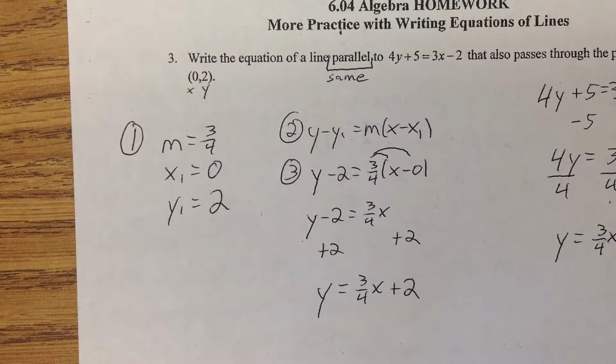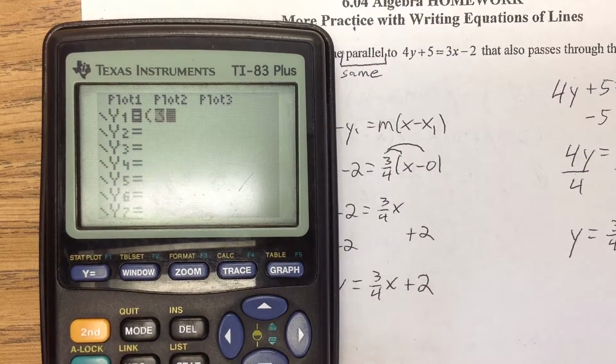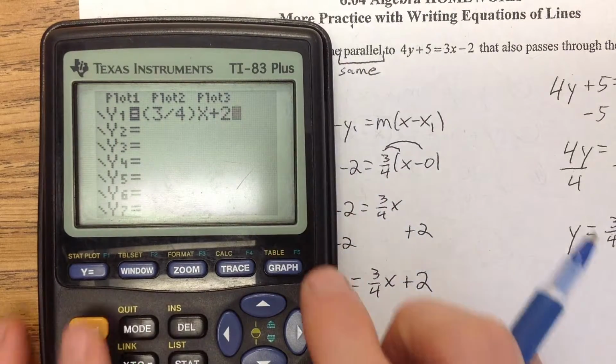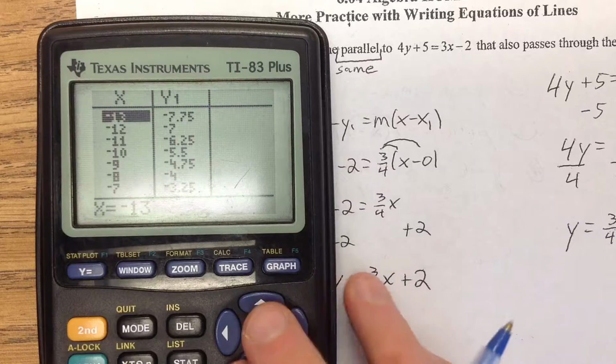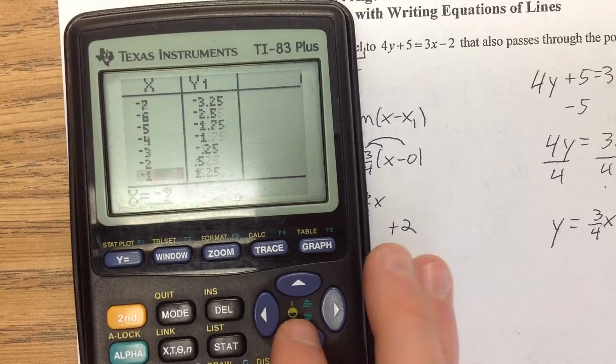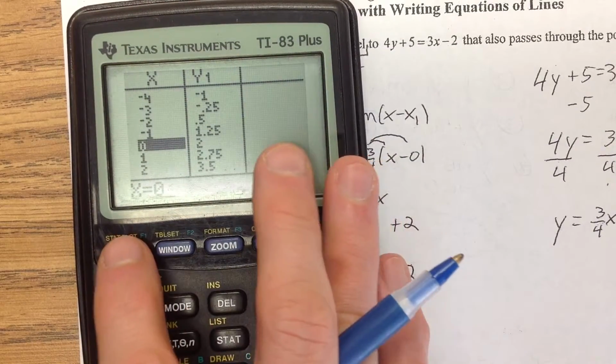So again, because we're good math students, we're going to go in and check this. We're going to say, all right, 3 divided by 4x plus 2. We're going to look at our table and look for the point 0, 2. Is it there? Yep, it's right there, so that tells us that we did it right.